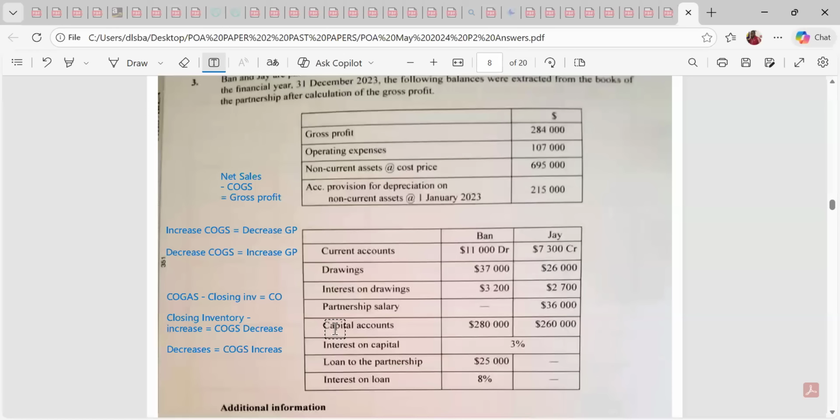Then we have something that they love to do. There's this interest on loan. You haven't seen anything about interest on loan being paid here, but they mention it here. Interest on loans are an expense, and it is subtracted in the income statement to calculate the net profit. It doesn't matter if it was paid or not. Once it is meant for the year, we have to record it. So I have to calculate 8% of 25,000. That will be an expense to me.